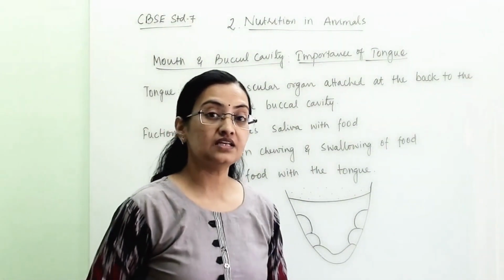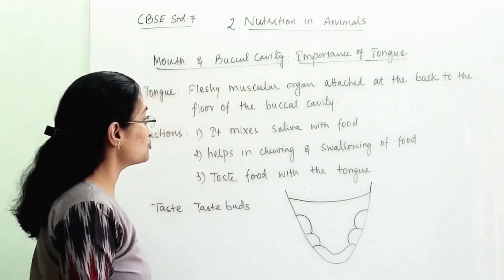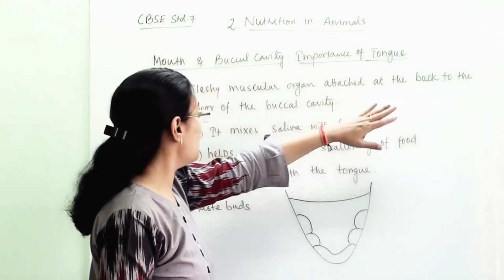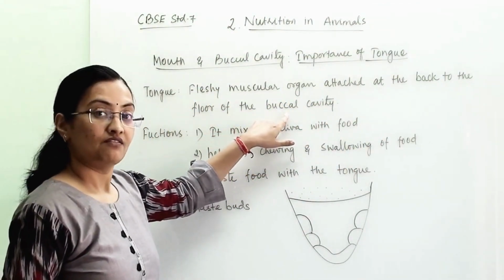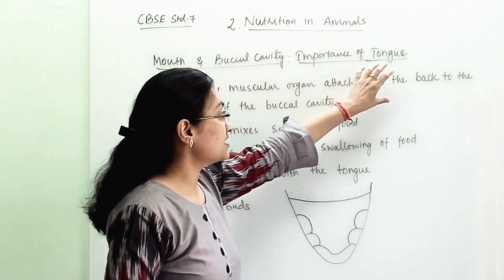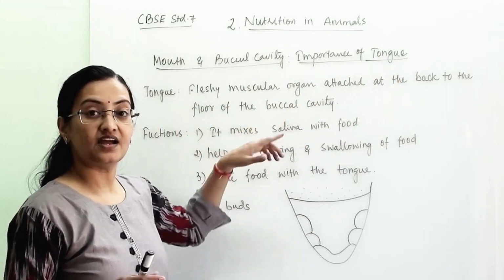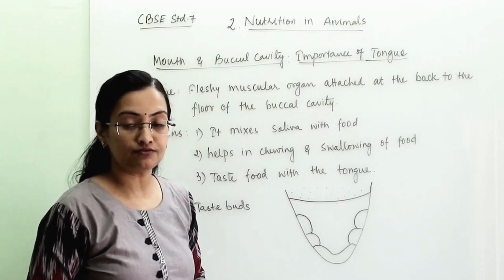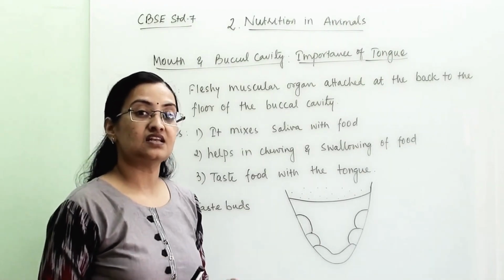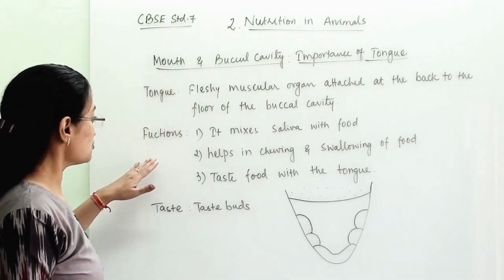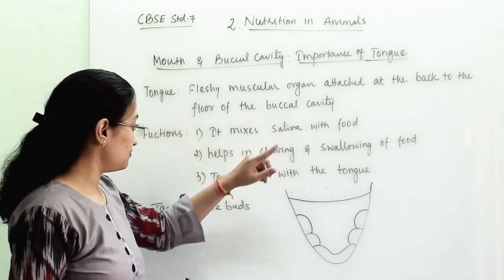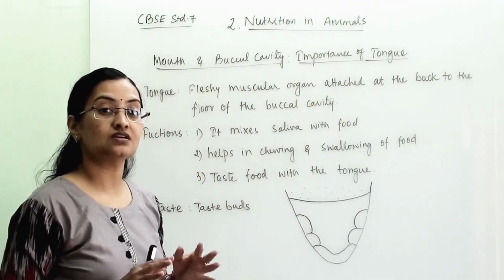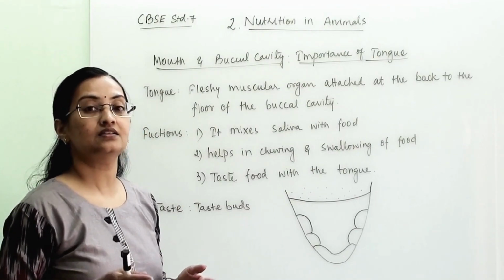In the mouth and buccal cavity, the tongue is there. Now the tongue is one of the most important organs. It is a fleshy muscular organ which is attached at the back to the floor of the buccal cavity, and from the front it is free to move. It helps us in chewing the food, talking and in mixing the saliva into food. So the functions of the tongue are: it mixes saliva with the food, it helps in chewing and swallowing of the food, and the taste buds present in the tongue help us detect the taste of the food.